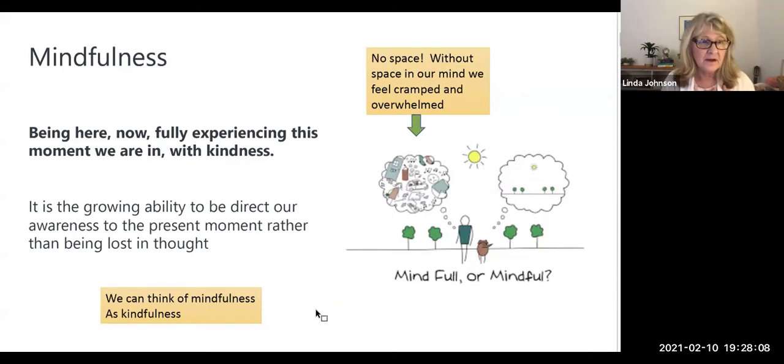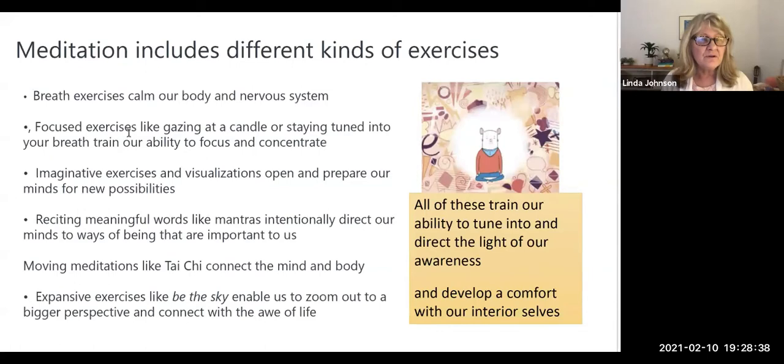And cultivating that kind heart, you are able to conjure gratitude within yourself and feelings of love within yourself. We can continually do that until we sort of live in a state of gratitude and love as a resting state. That's absolutely possible. The more we practice it, the more we will grow. So we can think of mindfulness as kindfulness, which might help us drop into our heart a little bit more. We looked at how meditation includes lots of different kinds of exercises.